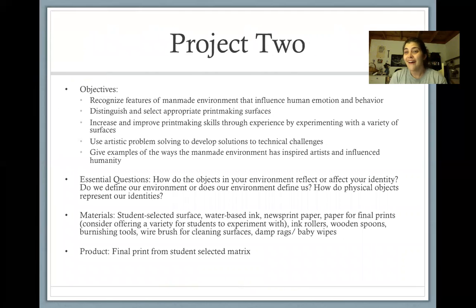So project 2 continues with that theme, that instead of printing from natural environments, you'll print from man-made environments, like perhaps a keyboard or a piece of paper. You could print from a keyboard or a man-made surface, and connect that to the way artists have utilized objects in still lifes to represent themes and their personalities overall. So how do the objects in your environment reflect or affect your identity? Do we define our environment or does our environment define us? How do physical objects reflect our identities?